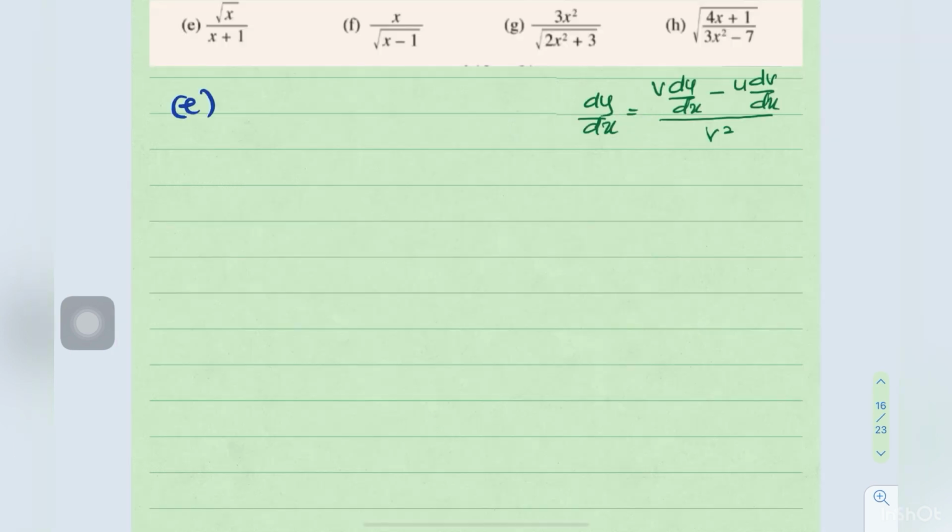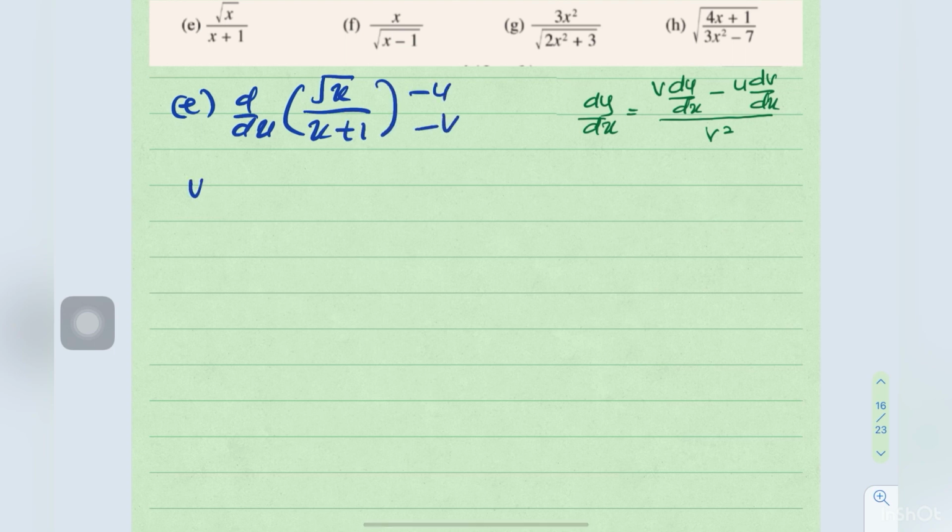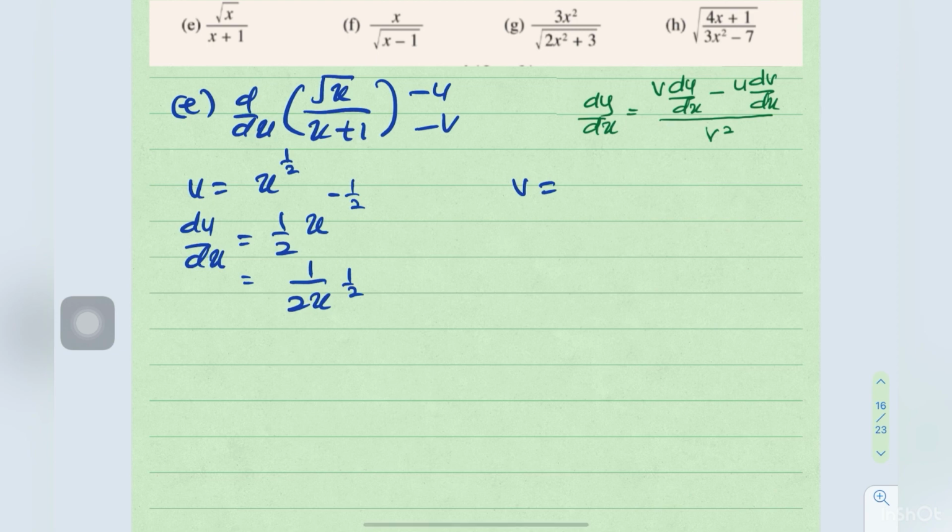Okay, d/dx differentiate square root x over x plus 1. Okay, this one u, this one v. So u is square root x, which is x to the power of 1/2. So du/dx is 1/2 x to the power of negative 1/2. So this one becomes 1 over 2 x to the power of 1/2. So v is x plus 1, dv/dx is 1.